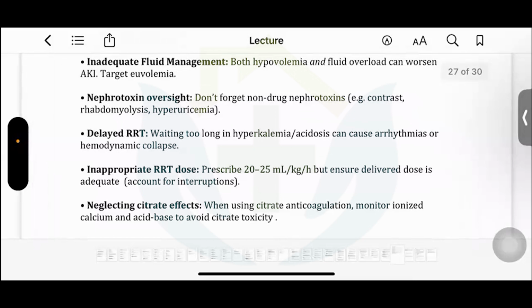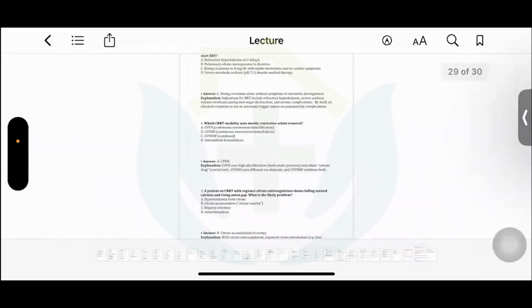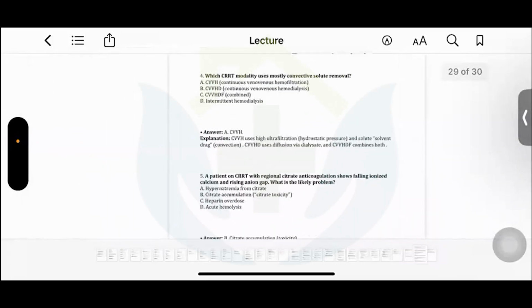Delaying RRT: waiting too long in hyperkalemia and acidosis can cause arrhythmias, fluid overload, encephalopathy, hemodynamic collapse. So initiate renal replacement therapy when the patient can still tolerate it. Inappropriate RRT dose: prescribe 20 to 25 ml per kg per hour, but ensure the delivered dose is adequate. Neglecting citrate effects: whenever the patient is being given citrate, look at ionized calcium and acid-base status to avoid citrate toxicity. So this is all about it, and then there will be some MCQs.